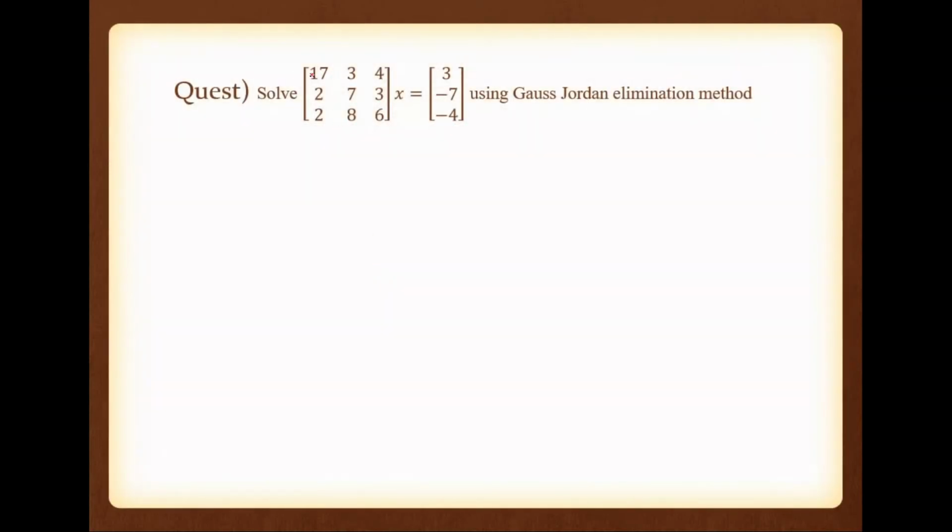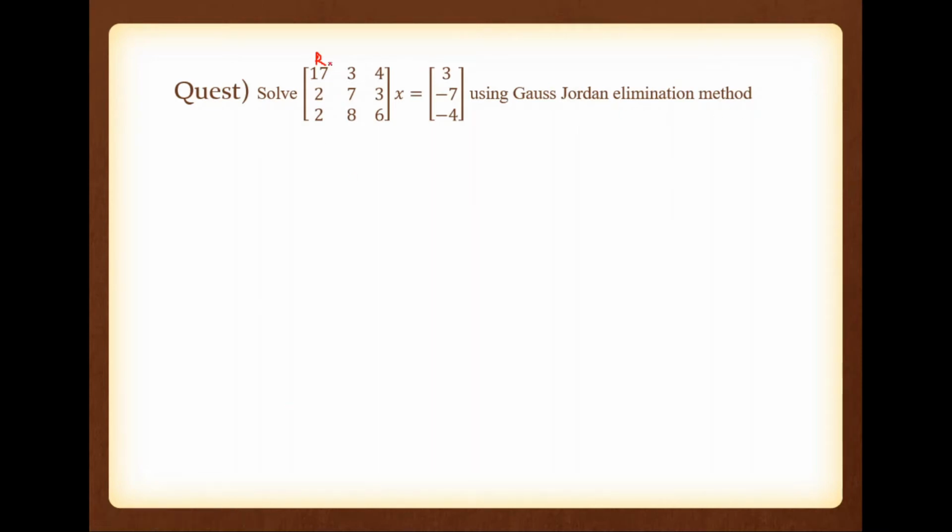So this one is the second assignment question. Here this one is capital R. You are asked to select the register number. So R 3 4 2 7 3 2 8 x is equal to 3 minus 7 minus 4. This one is a linear system, and you are asked to solve this system using the Gauss-Jordan elimination method.